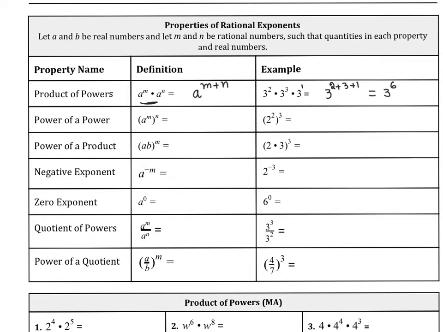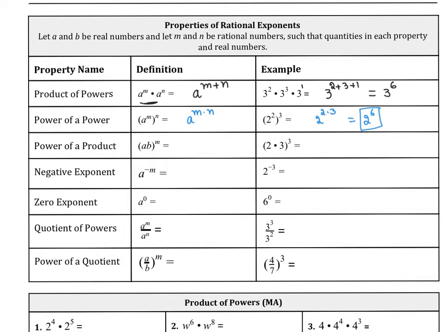For the power of a power property, you're going to have one base and then you have two powers. In this case, you're going to multiply m times n. And for that, you're going to have 2 times 3 as an exponent, so 2 to the power 6.